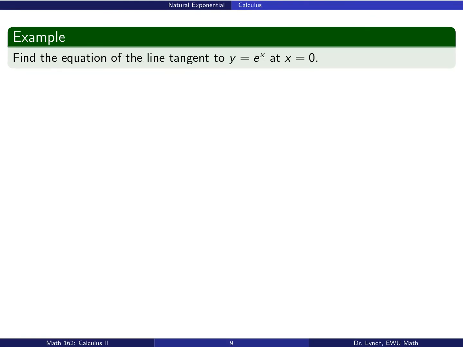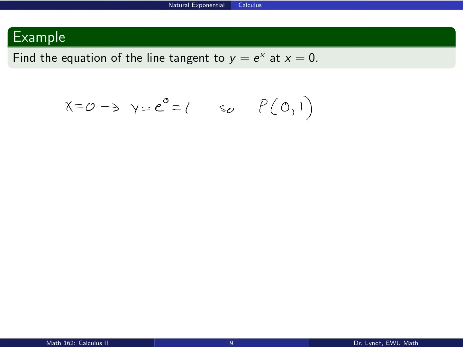Let's do one more example. Let's find the equation of the line tangent to y equals e to the x at x equals 0. Now everybody knows that you need two things to write down the equation of a line. We need the point and the slope. We can see here that when x is equal to 0, y is equal to 1. That gives us the point.